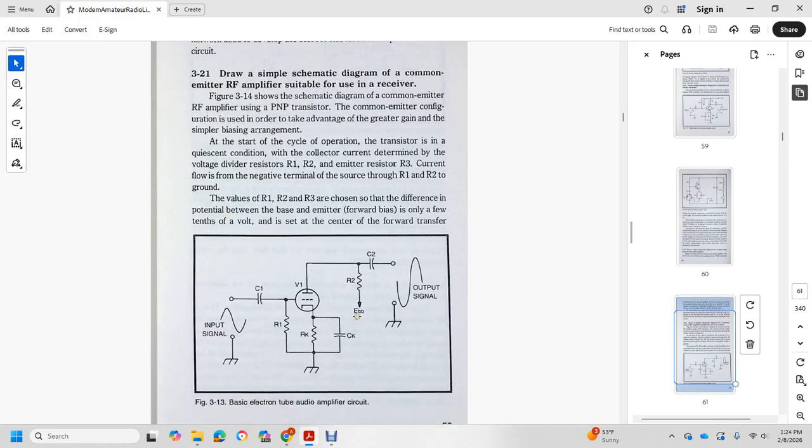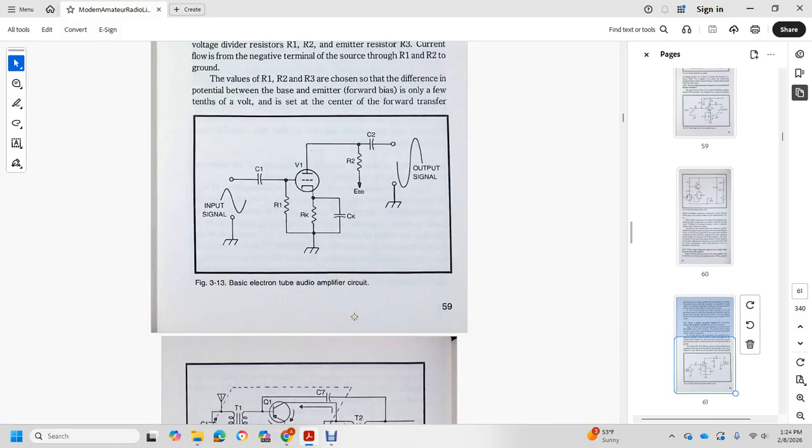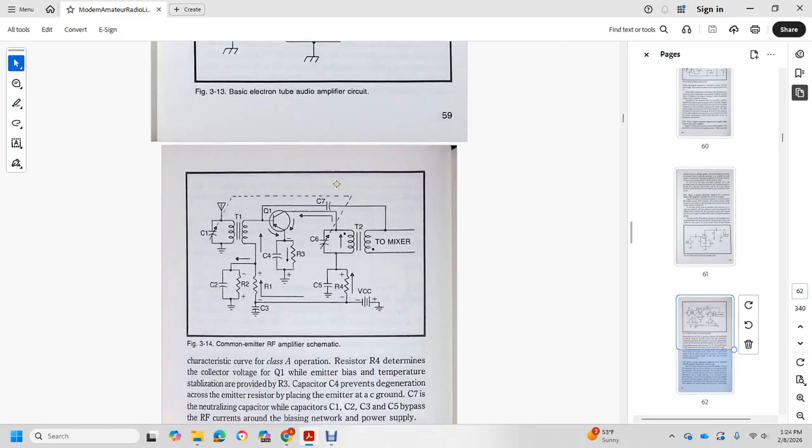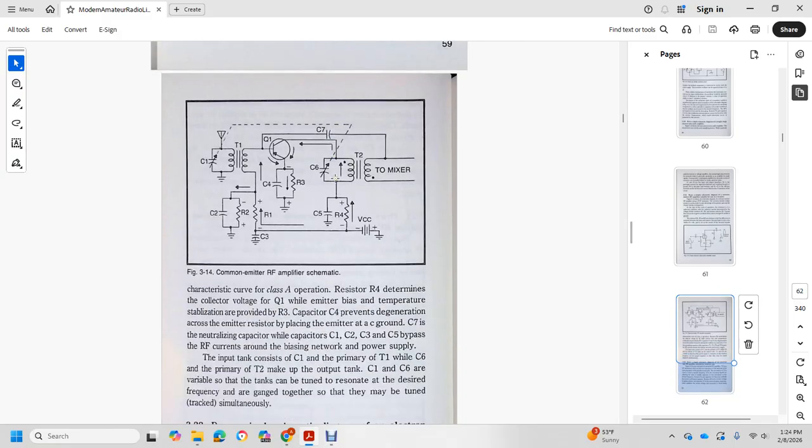Show the 1-3-13, the basic electron tube audio amplifier circuit. 1-3-14, common emitter radio frequency amplifier schematic. Characteristic curve, class A operation. Resistor 4 determines the collector voltage, with the emitter-base temperature stabilization provided with resistor 3. Capacitor 4 prevents degeneration across the emitter resistor in place of the emitter to ground. Capacitor 7 is the neutralizing capacitor. Capacitors 1, 2, 3 and 5 bias the radio frequency current with a bias for the network.